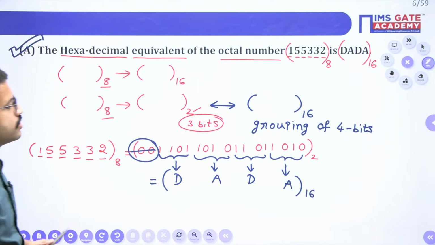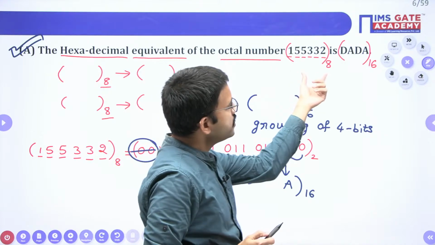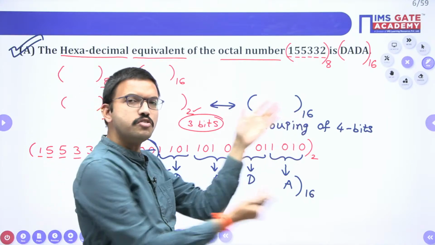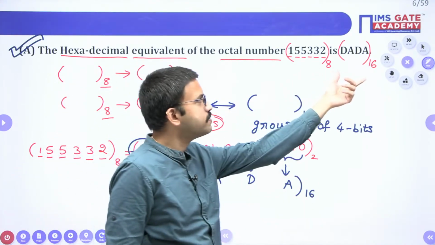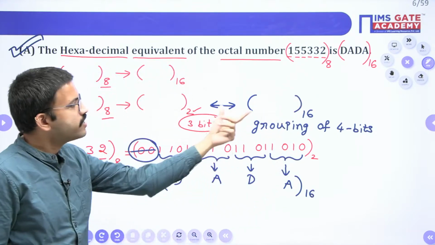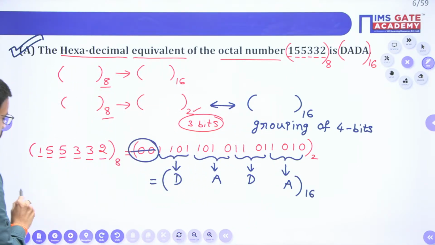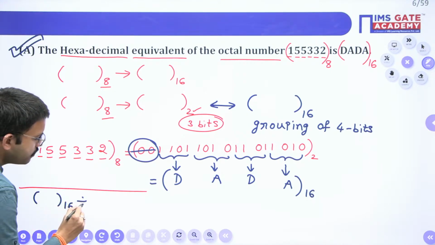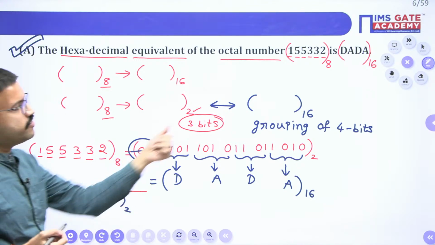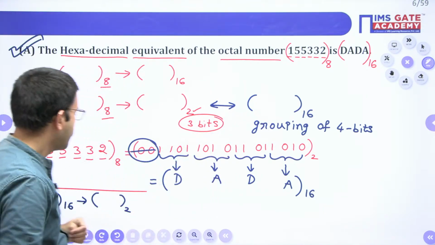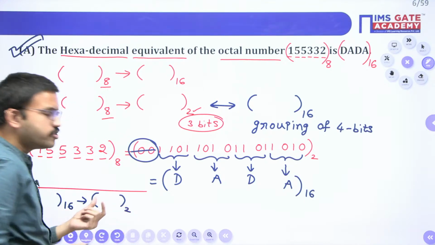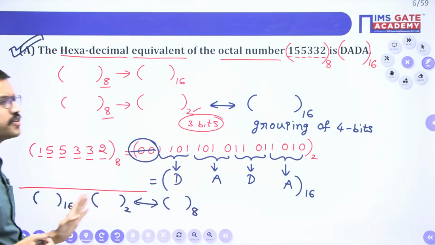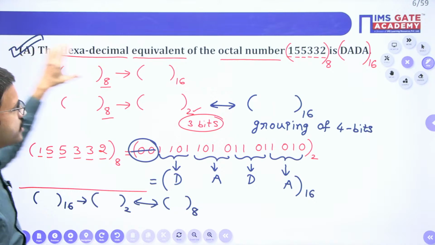Option A is correct. Here, they have given an octal number. In order to convert into hexadecimal, we converted that into binary and then to hexadecimal. Now the reverse conversion. Suppose they have given hexadecimal; in order to convert into octal, first you convert hexadecimal into binary, by representing each and every hexadecimal digit with 4 bits. Then whatever binary number you got, you do the grouping of 3 bits so that you get the corresponding octal digits.